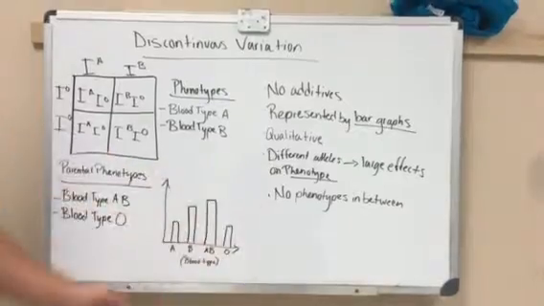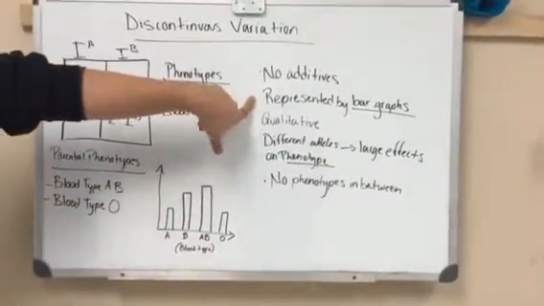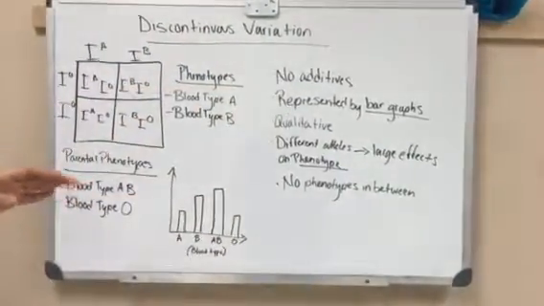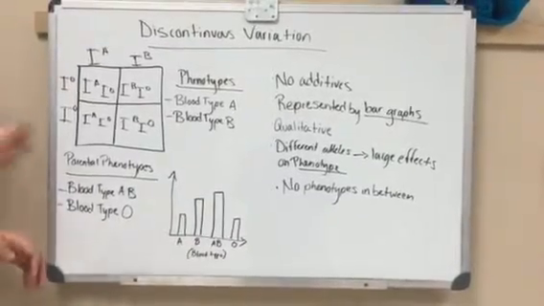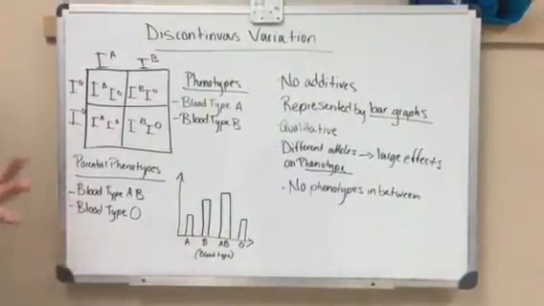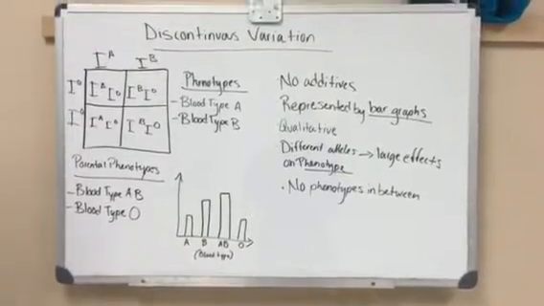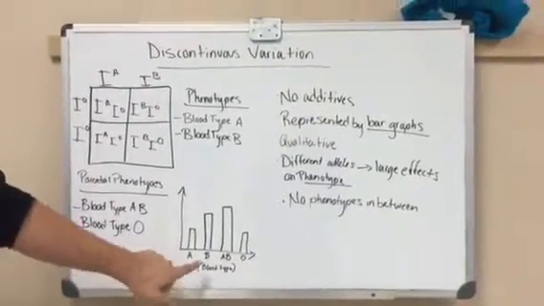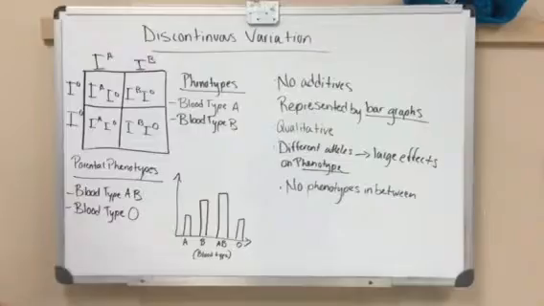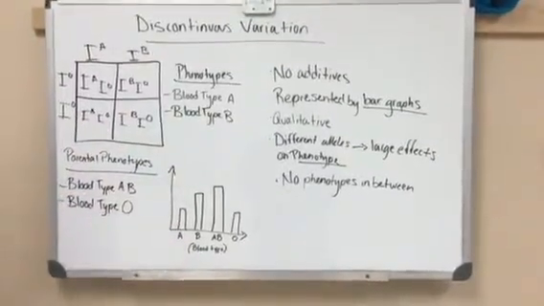And basically no phenotypes in between. They're usually represented by bar graphs, not line graphs or histograms, because there's not going to be a bell curve or any mixing of phenotypes. So you're not going to have some that lie in between A and B, or B and AB, or AB and O. You're basically in clear cut classes, and that's about it.